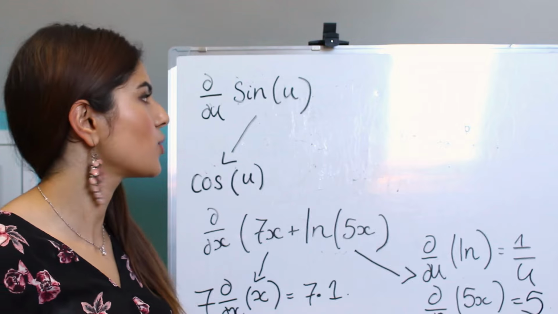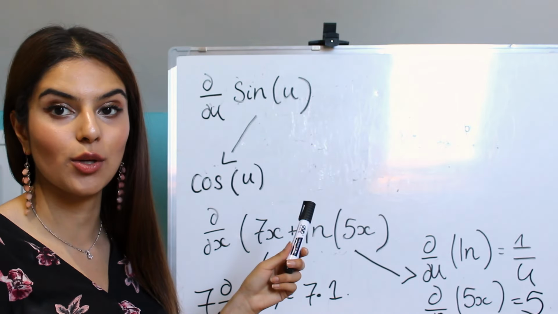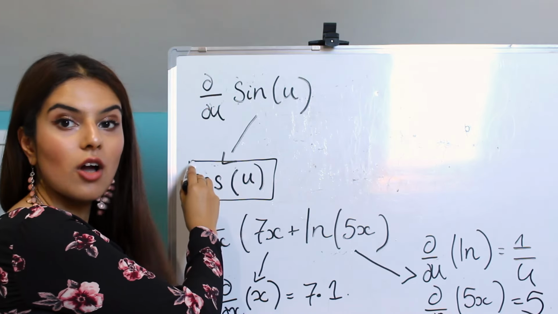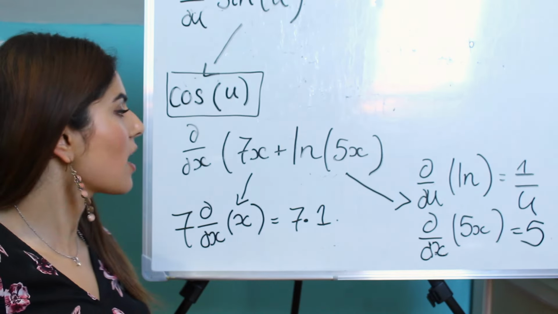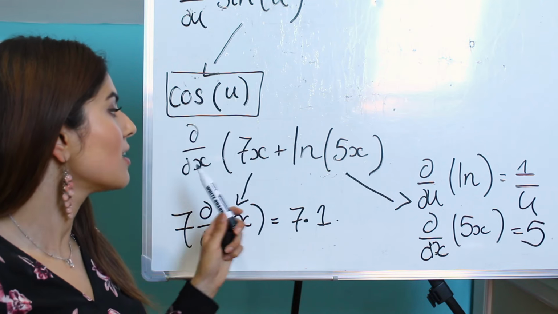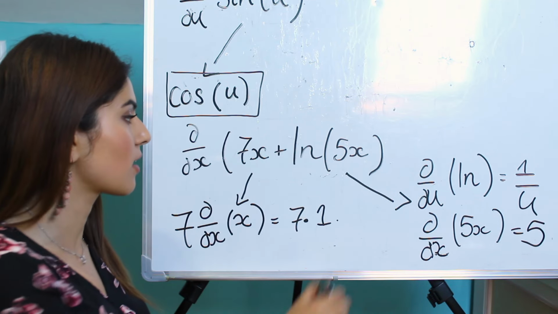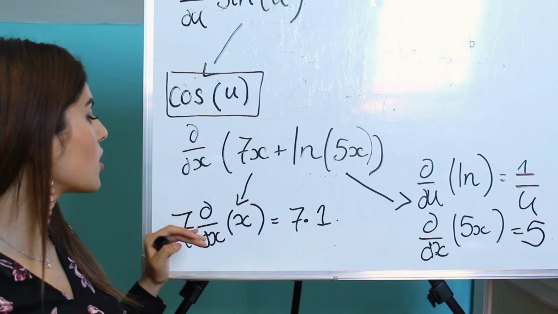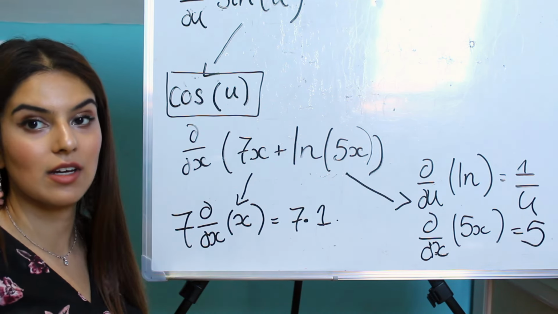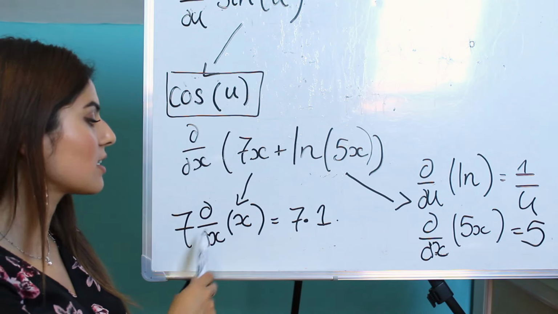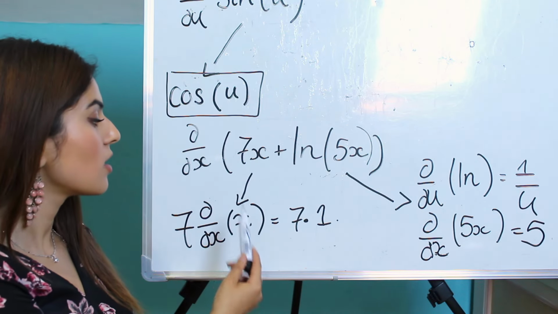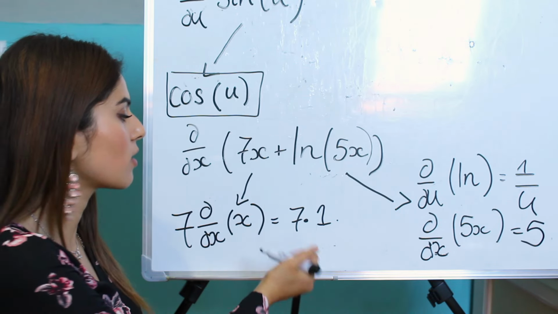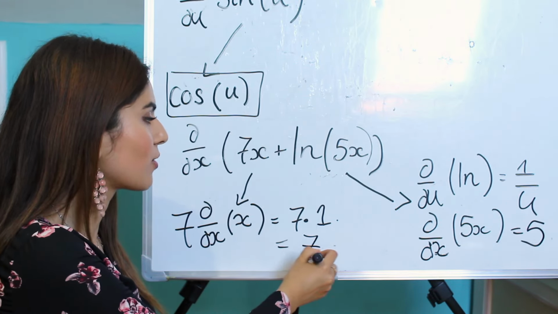Okay, so now we have to differentiate sine u, and sine u differentiated just equals cos of u. After that we have to differentiate 7x plus logarithm 5x. So we split it into two sections. First let's differentiate the 7x. We put the constant on the outside and then we just differentiate the x, which would just equal 1. So we would get 7 times 1, which would just equal 7.